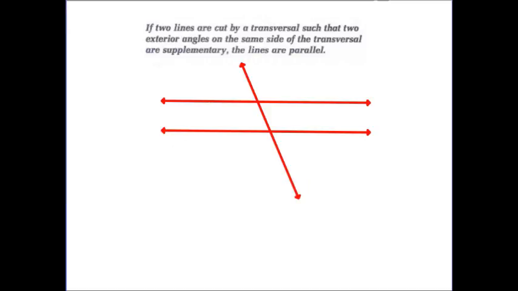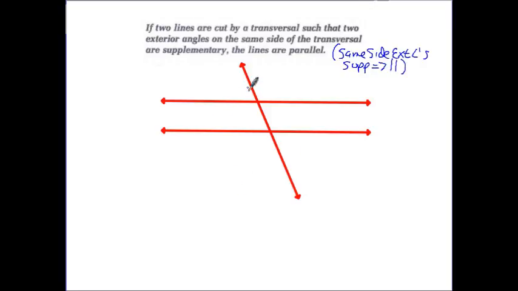Our next theorem. If two lines are cut by a transversal, such that two exterior angles in the same side of the transversal are supplementary, the lines are parallel. Again, what are we going to shorten this up to? Here's what I would have. Same side exterior angles supplementary yields parallel lines.